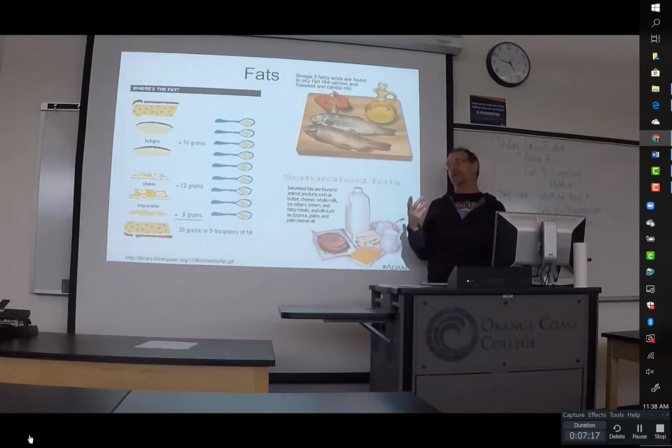Other fats are healthier. The omega-3 fatty acids that we would find in fish oils like salmon or olive oil, these tend to be healthy. And then on the left-hand side of the screen, we just have some sources of fat in your diet.